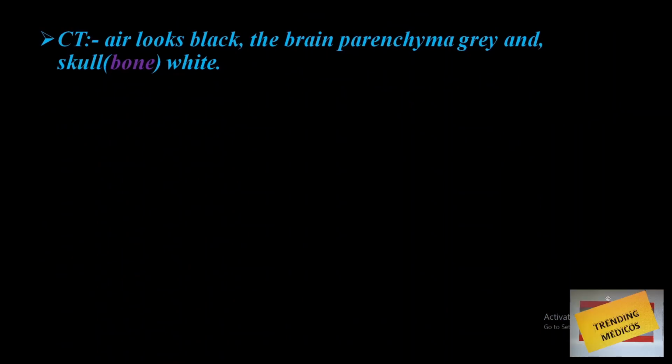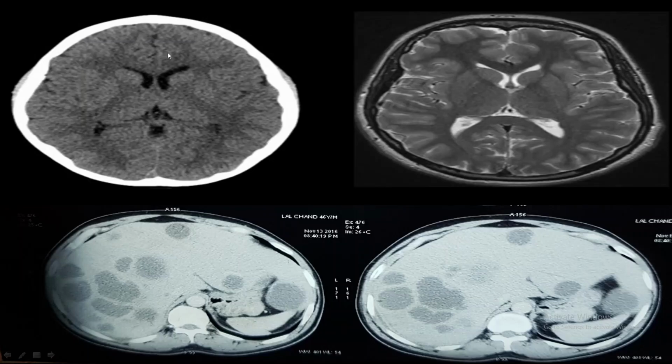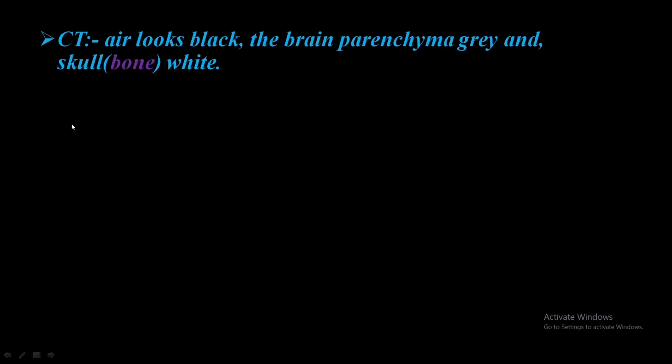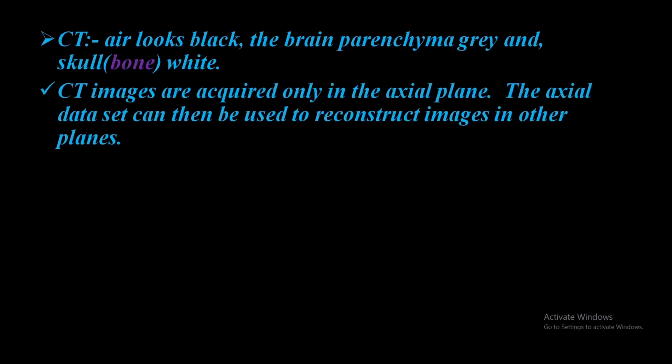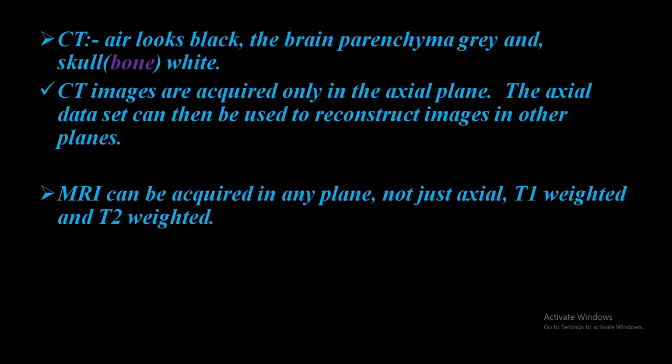In CT, specifically, air looks black, the brain parenchyma gray and the skull white. So you can see air is black, the brain parenchyma is gray and the bone is white. This is important: you should remember CT images are acquired only in the axial plane. The axial data set can then be used to reconstruct images in the other planes. MRI can be acquired in any plane, not just axial.